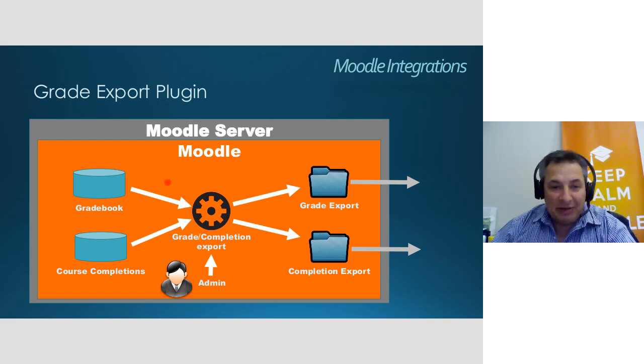So instead of being automatic here, they would run this ad hoc. Same process would happen. It would just go through. So rather than saying, go and get me all the records over the last 24 hours, it would just go and get all the records for the courses. So there's a couple of features there.